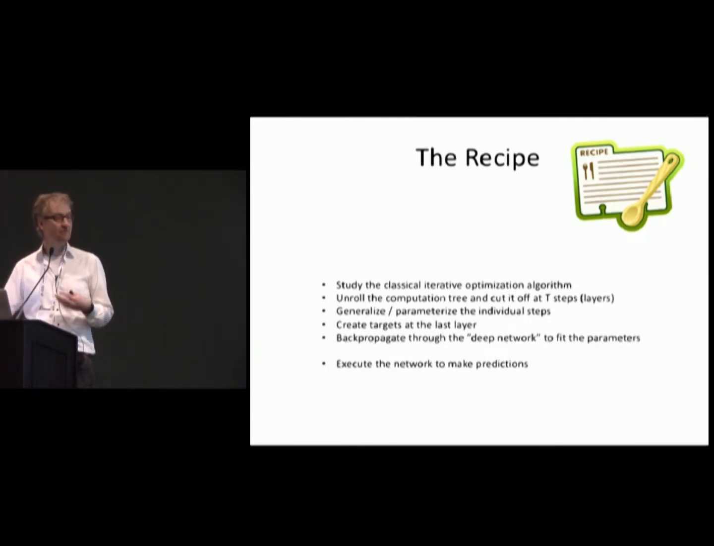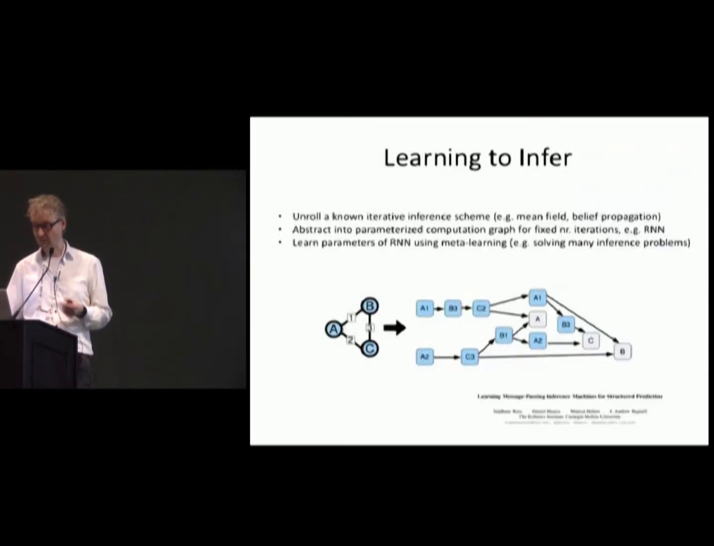And then you generalize. You look at these updates and you think, okay, let's make them more general. Let's inject parameters in that update. Let's abstract the updates away from what they look like if designed by a human. And then you create targets at the last layer. This is not always trivial, but you have to go to some meta level to create a supervised learning algorithm where there's targets. And I'll show in the MRI case this is really quite easy. And then you backpropagate through this network of layers in order to fit the parameters of this meta network. And then once you have it, you execute it on a new problem. Okay, so that's the recipe that all these algorithms follow.